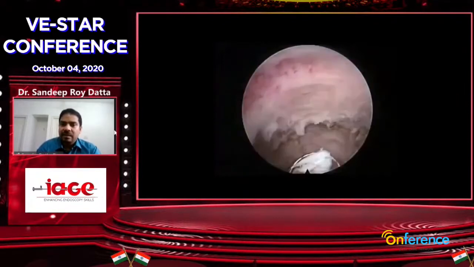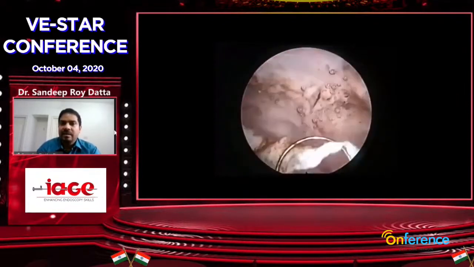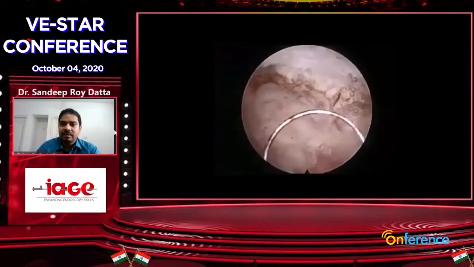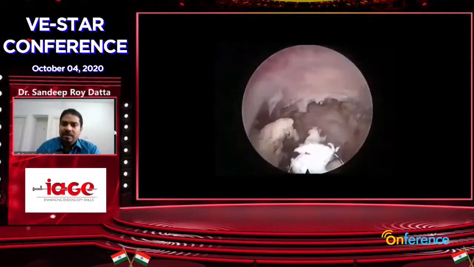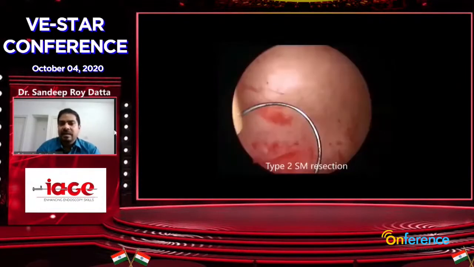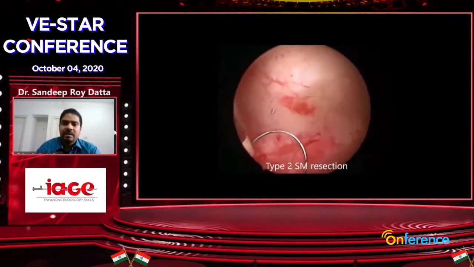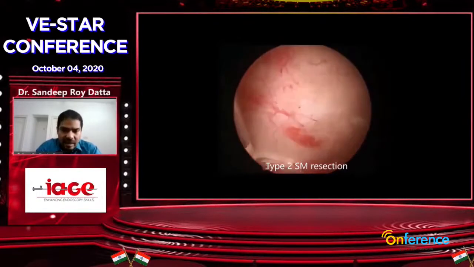So you can see here, most of the tissue is removed, and you can see the pinkish-whitish myometrial fibers. That is the point where we should stop resecting, and it is always better to under-resect than go and create trouble. And this is again another type 2 submucous fibroid.